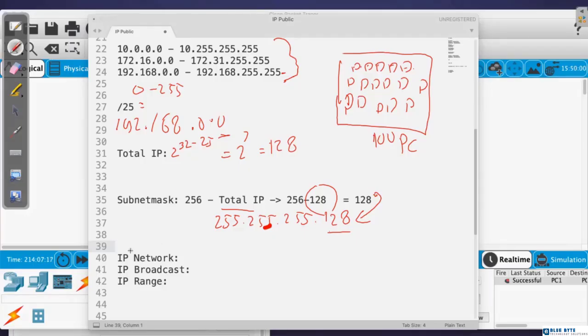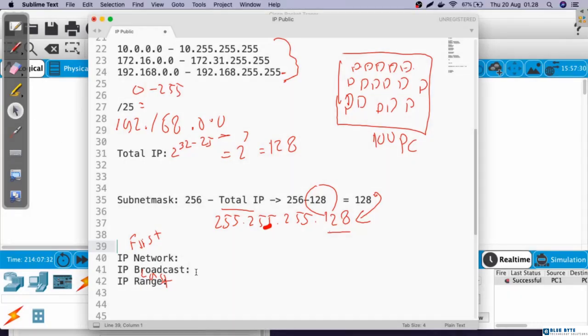Network IP is the first IP address in the network, and broadcast IP is the last IP address in the network. Never forget this, okay? So, network IP is the first IP, and broadcast IP is the last IP.